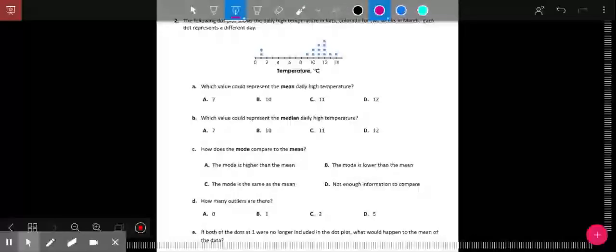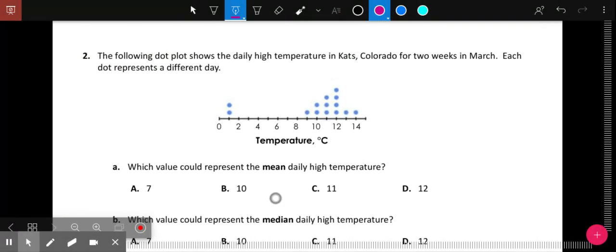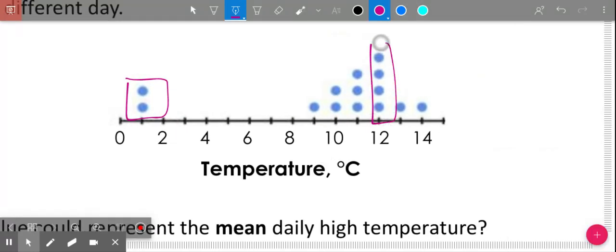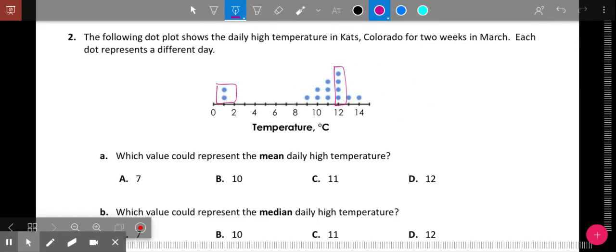Remember, if you feel like I'm going a little too fast, you can always hit pause and rewatch anything if you need to. Number 2 says the following dot plot shows a daily high temperature in Katz, Colorado for 2 weeks in March. Each dot represents a different day. So this means that there were 2 days where the temperature was 1 degree. Over here, this one right here means there were 4 days that the temperature was 12 degrees. So remember, each of those dots represents 1 day.